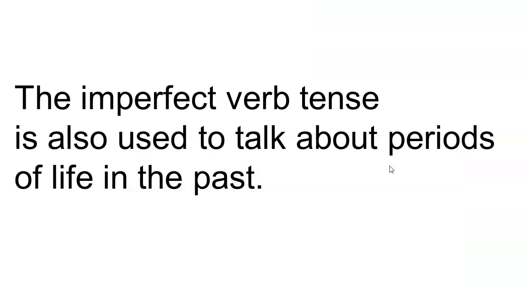Okay, so now let's talk about the other uses. The imperfect verb tense, in addition to what we talked about before, is used to talk about periods of life in the past. So, for example, when you were a certain age, let's say when you were 10, that's a period of life, and you can talk about it. When you do that, you have to use the imperfect verb tense.